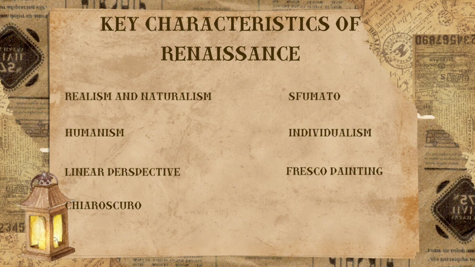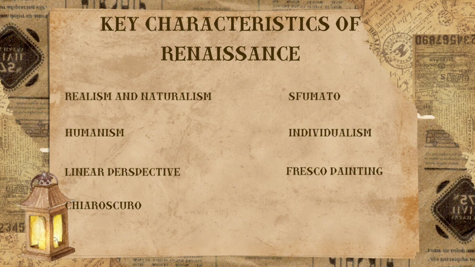Linear perspective. Renaissance artists developed techniques to create the illusion of depth on a two-dimensional surface. Linear perspective involves using converging lines to create the impression of distance, giving the painting a sense of depth and three-dimensionality. Chiaroscuro. Chiaroscuro is a technique that involves the use of strong contrast between light and dark to create a sense of volume and to model three-dimensional objects and figures. Artists like Leonardo da Vinci and Caravaggio were known for their mastery of chiaroscuro.